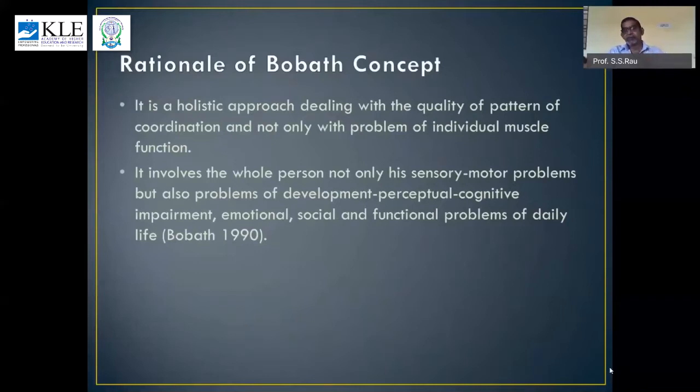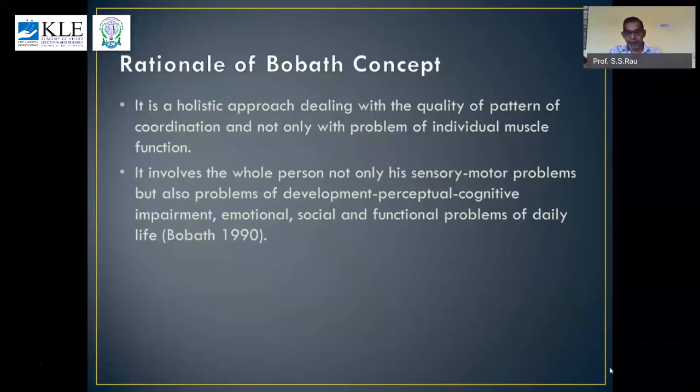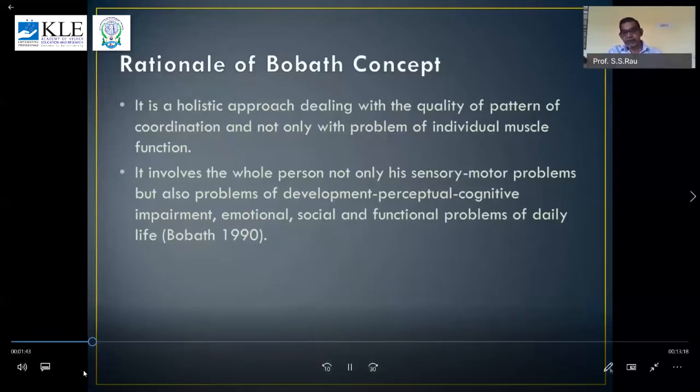Now, before I get into the assessment part, I will briefly run through the rationale of the Bobath concept. As we all know, it's a holistic approach which deals with the quality of the pattern of coordination, not only with the problem of individual muscle function. So in stroke patients, it's difficult to do individual muscle testing and find out the grade or the power of a particular muscle, but we have to see the problem in its totality, because it involves the whole person, not only the sensory motor problems, but also perceptual, cognitive, emotional, social, functional problems, daily life, etc. And this was said by none other than Bobath herself.